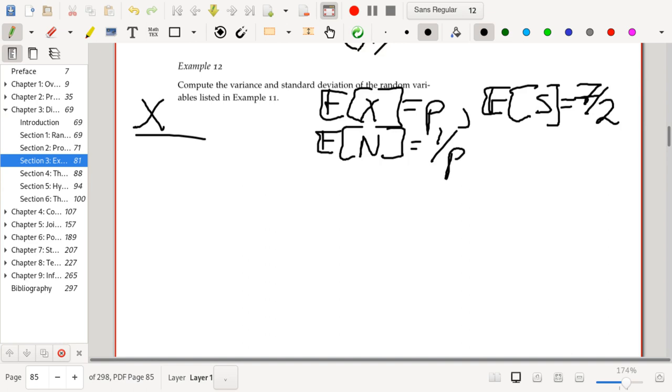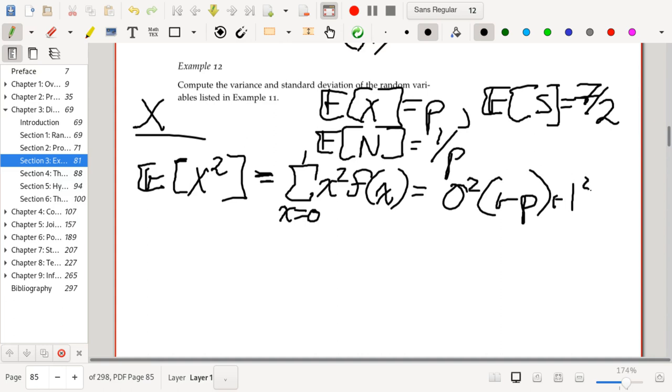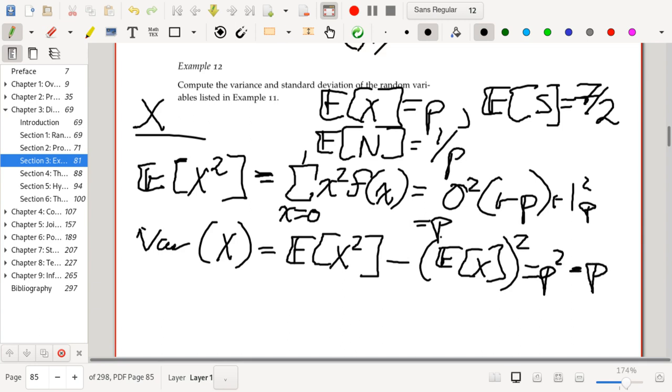So now let's compute the expected value of x squared, which is equal to the sum from little x equals 0 to 1 of x squared f of x, because that's what I'm calling the probability mass function. That is 0 squared times 1 minus p plus 1 squared times p, which is equal to p again. Hence, the variance of x is the expected value of x squared minus the mean of x, squared, which is p minus p squared. We could be done right there, but people often like to factor this into p times 1 minus p.